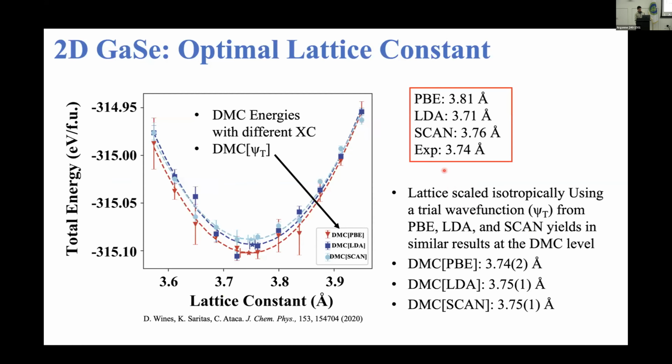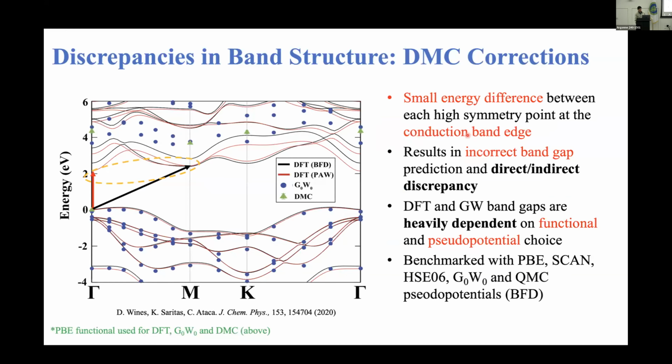The first thing we did was obtain the optimal lattice constant and demonstrate the power of DMC here. As you can see, with different functionals we have a pretty large spread in the lattice constant with respect to experiment. So we created the trial wave function using different density functionals and then isotropically scaled the lattice to find the lowest energy. Whether the wave function was created with PBE, LDA, or SCAN, we find the same answer, in near perfect agreement with experiment. So this was step 0 of what we did. More interestingly, we wanted to focus on the electronic structure of this material.